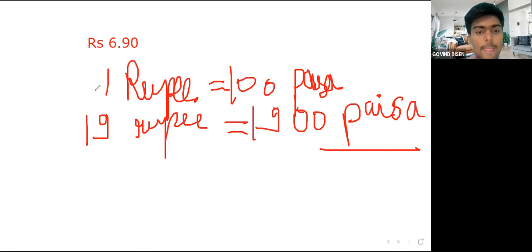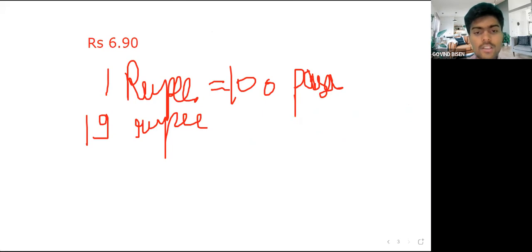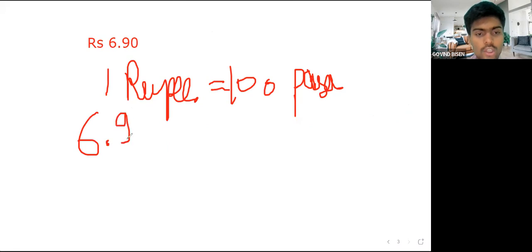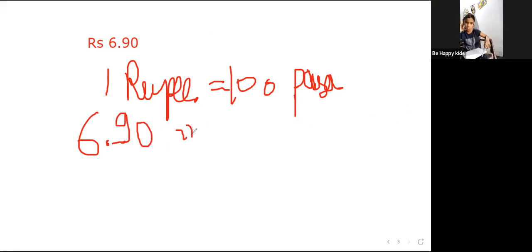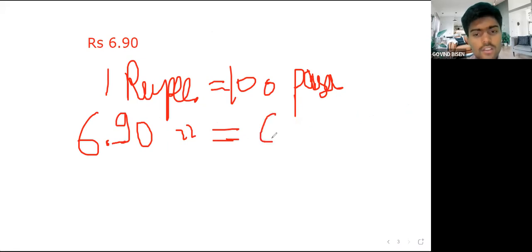See, if I take 6.90 rupees, how many paisa will it be? It will be 900, 90, sir. See, what we were doing, we were just multiplying the number, right?